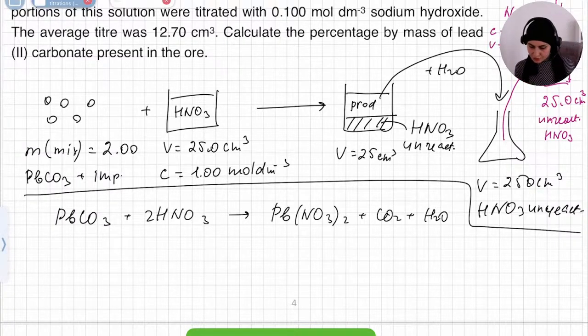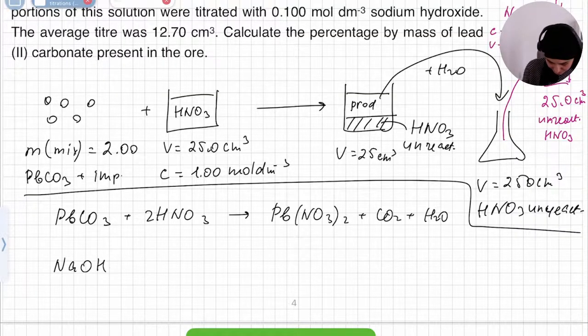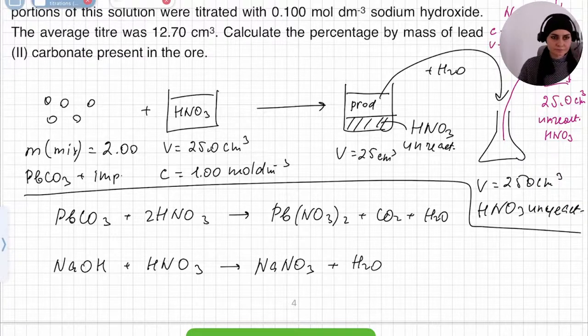In titration, we're reacting NaOH with HNO3. So that's leftover HNO3 reacting with NaOH from the burette. So we get NaNO3 and H2O. Okay, I'm just checking that you see everything. Yes, fine. Next, so let's now start solving.